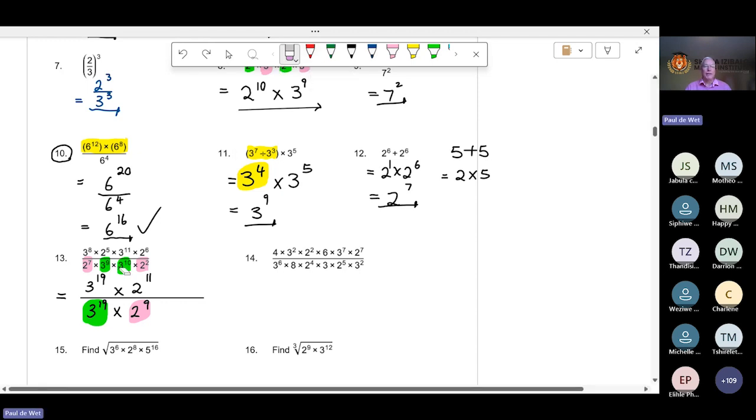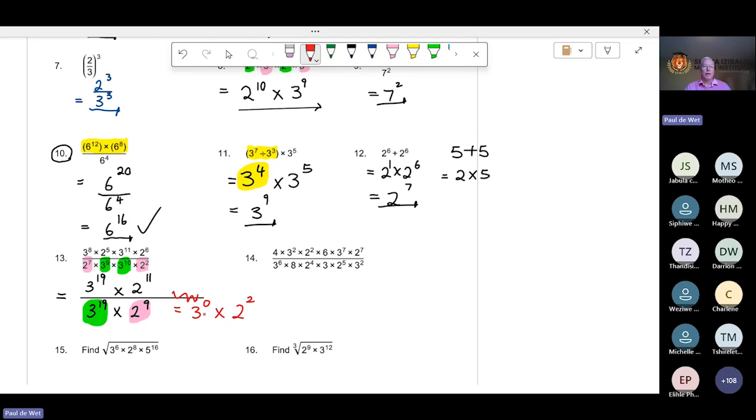Here we've got the same base, the base of 3, so we're going to minus. That's right, I see someone saying they're minus. So it's going to be 3. Now, 3 to the 19 minus 19 is going to be 3 to the 0. And the 2 is going to be 2 to the 2.